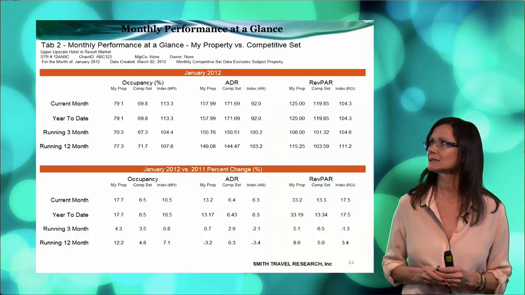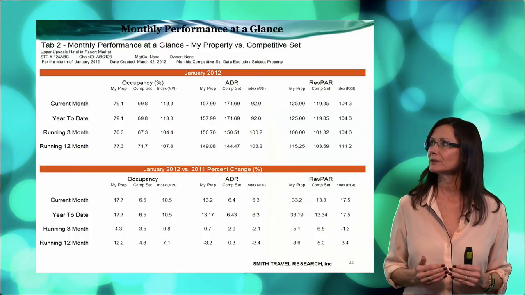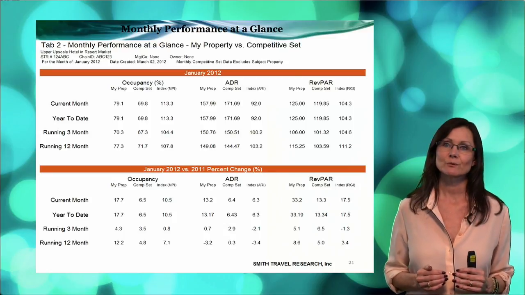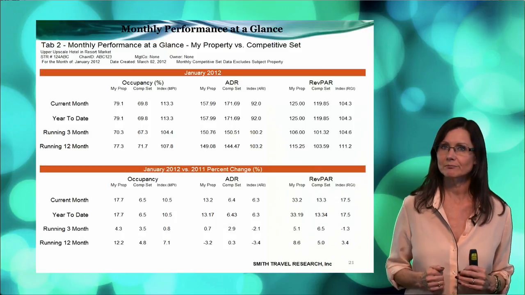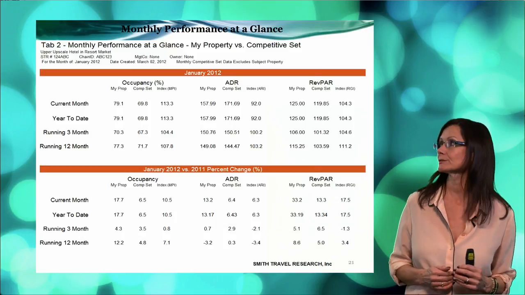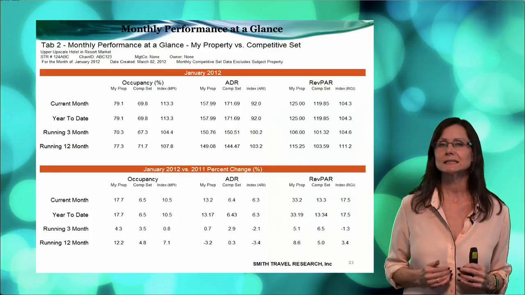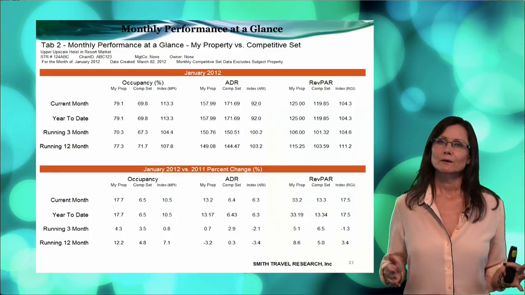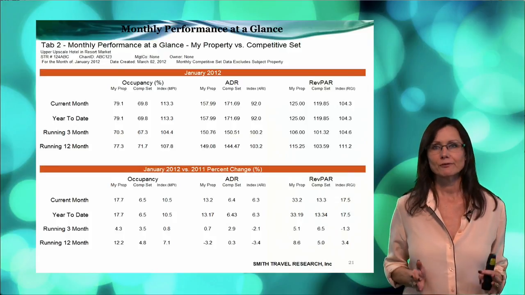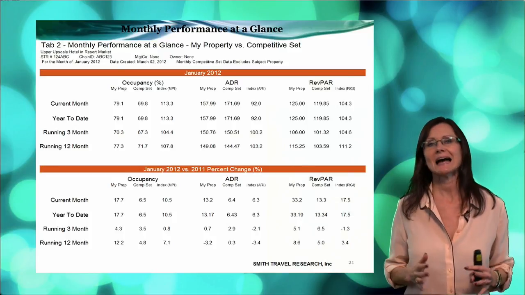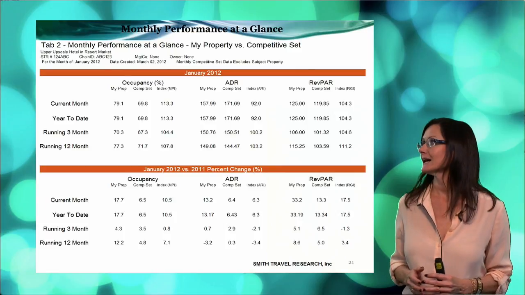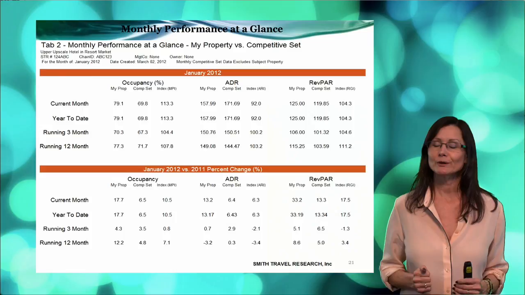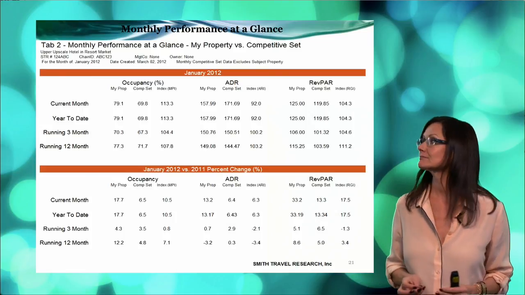We look at ADR then, you can see my property, 157, ADR for competitors are 171. So their average rate is higher than my hotel's average rate. And of course then that would result in an index below 100. So we can see there the index is 92. Now, what's really important from a performance perspective is RevPAR. So how much money are we making per room? And here you can see that we are slightly performing better than our competition because our index is above 100, being 104.3.